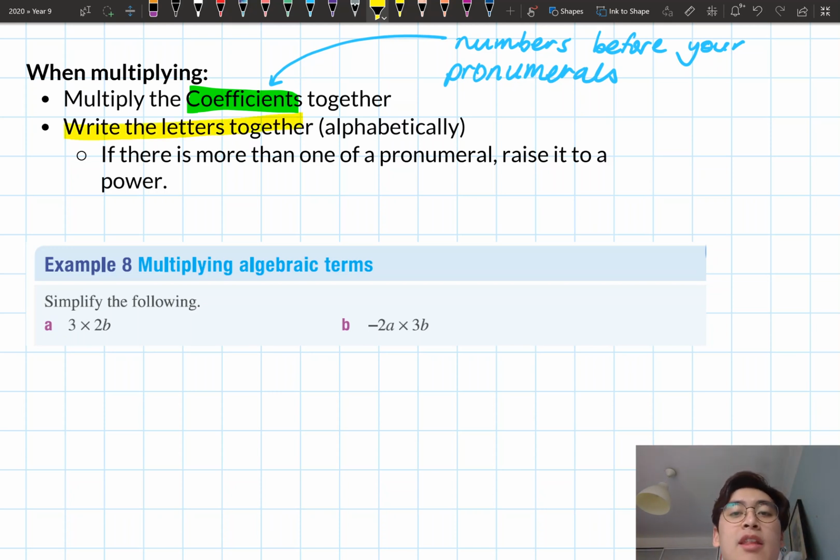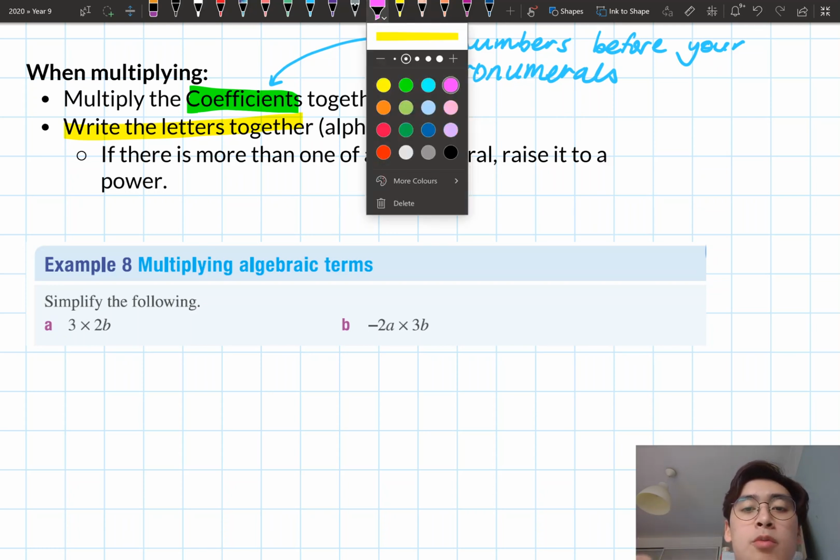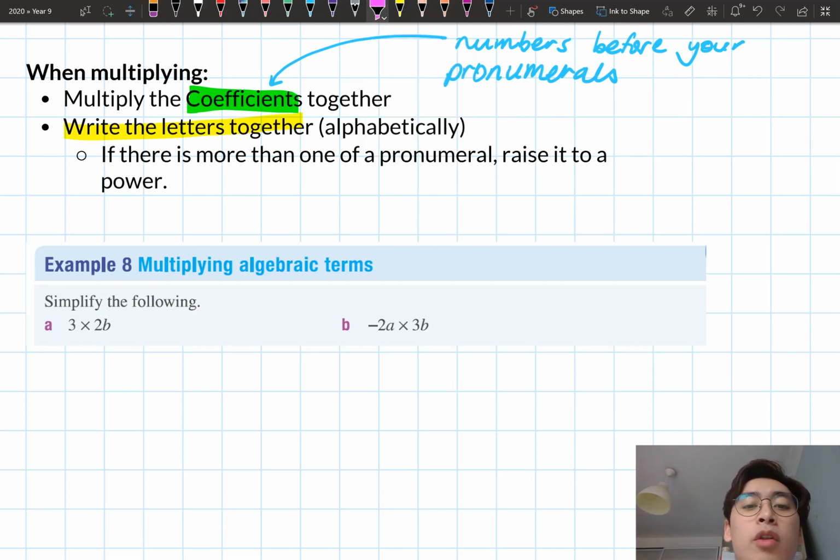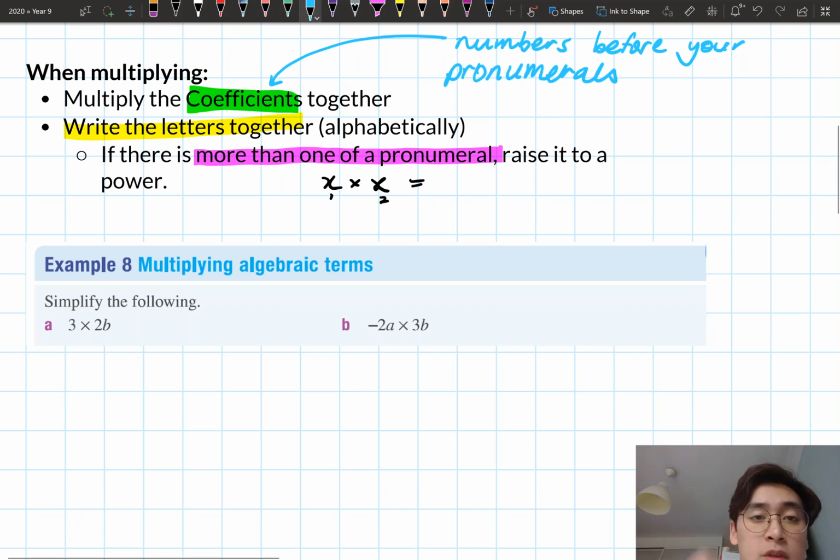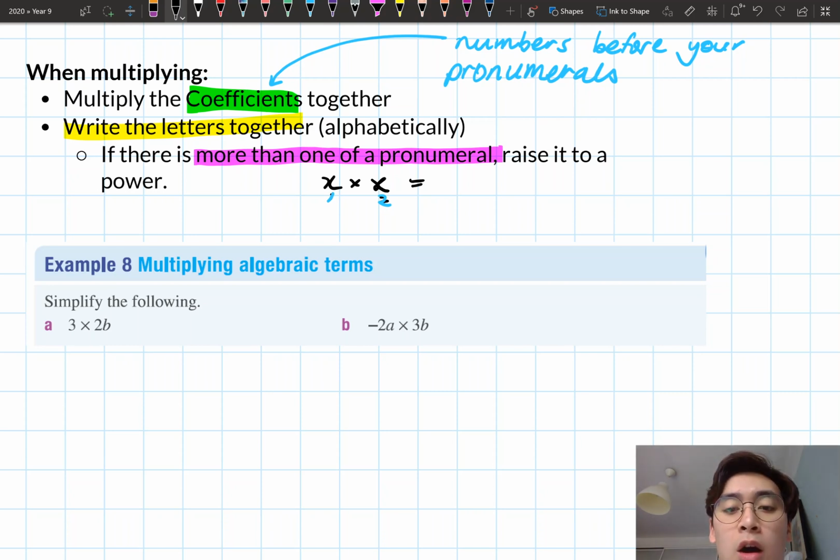Now I have a note here that we're going to deal with a little bit later. But if you have more than one of a pronumeral, so let's say you're multiplying x times x, we raise it to a power. So what this means is that we count how many of them there are. So there's 2 of them here. I'm going to change that into a different color. There's 2 of them there. So what I do is I raise it to a power of however many they are. And we're going to deal with this in a future section and also later on.